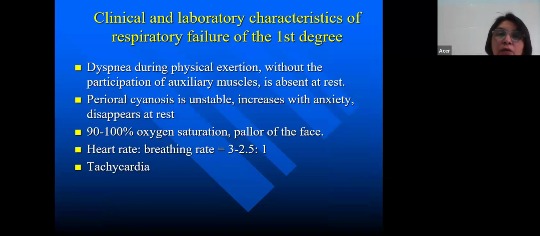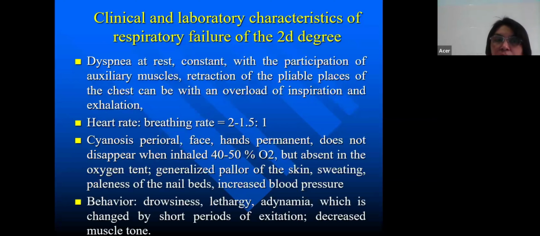First, in the mild degree of respiratory failure, dyspnea, shortness of breath, occurs only during physical exertion without the participation of axillary muscles, absent at rest. So, perioral cyanosis we have only after exertion.